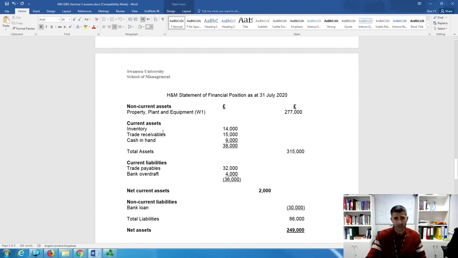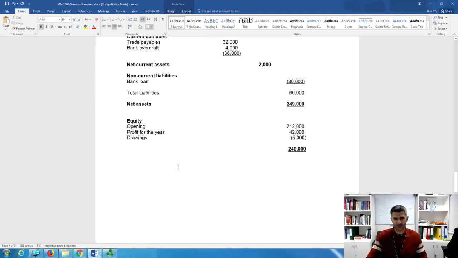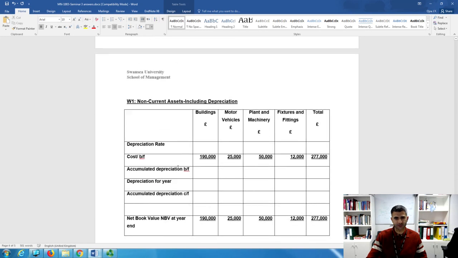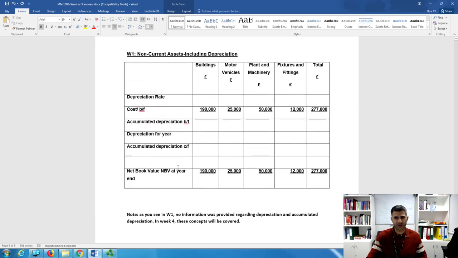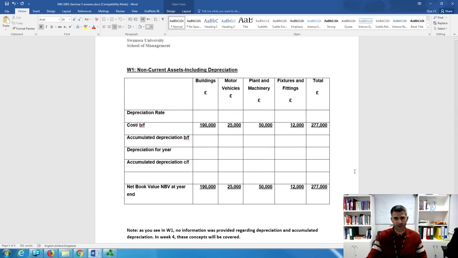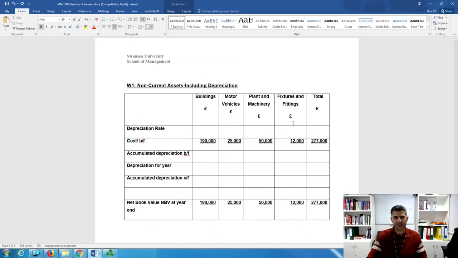Okay. So let's start with working one. Let me show you what I mean. Look at this table. As you see, it's almost empty. So these items here, can you see these items? It's fine. We will fill them in the next 2 weeks. So just leave them at the moment.